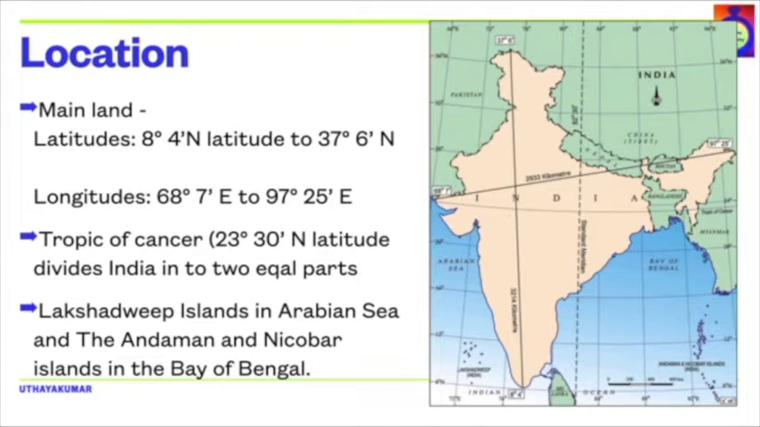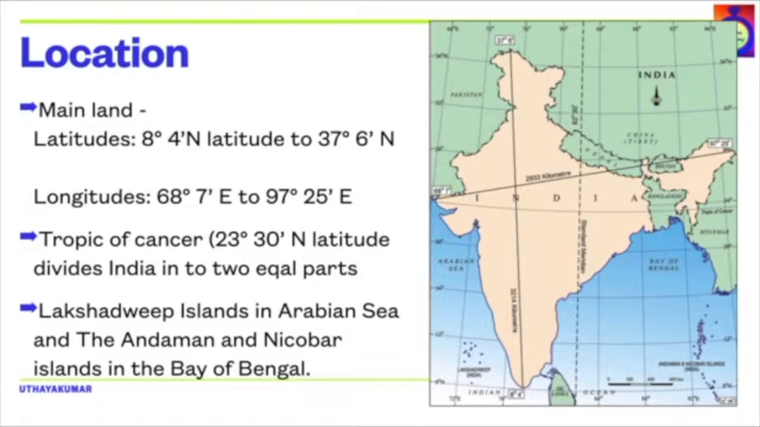Now look at this slide and the map. The Indian mainland is located between 8 degree 4 minute northern latitude and 37 degree 6 minute northern latitude. What is latitude? These are all imaginary lines parallel to the equator from west to east. So the latitudinal extent ranges from the southern end to the northern end, from 8 degree 4 minute north latitude to 37 degree 6 minute north latitude, from Kanyakumari to Kashmir.